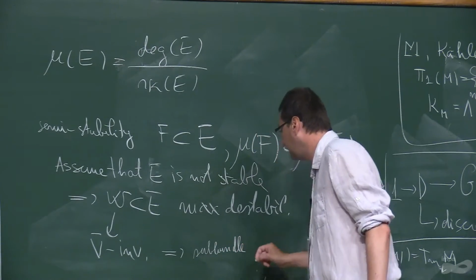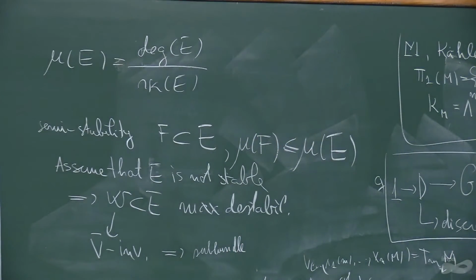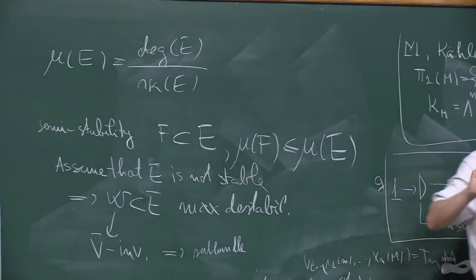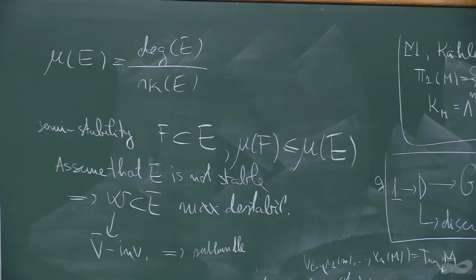But if it's a subbundle, the Chern classes of this subbundle, the first Chern class must be 0. The degree is 0. And since E also has a connection, the degree is also 0. So it's not destabilizing. So this is the proof in the projective case.